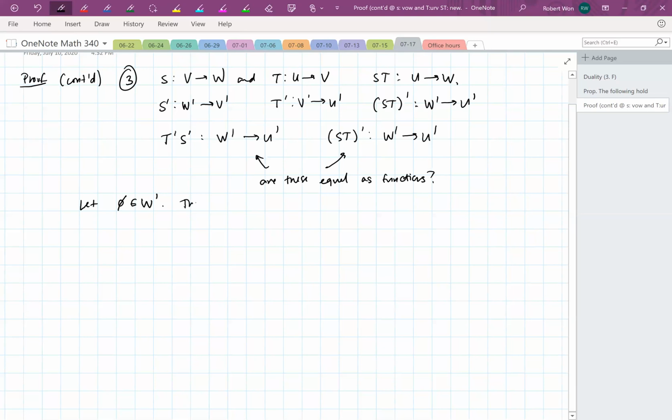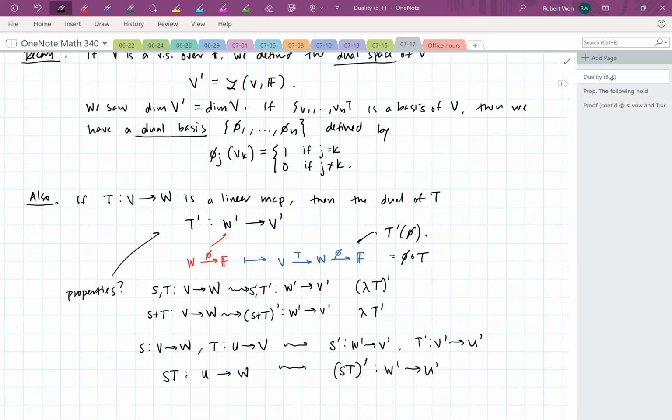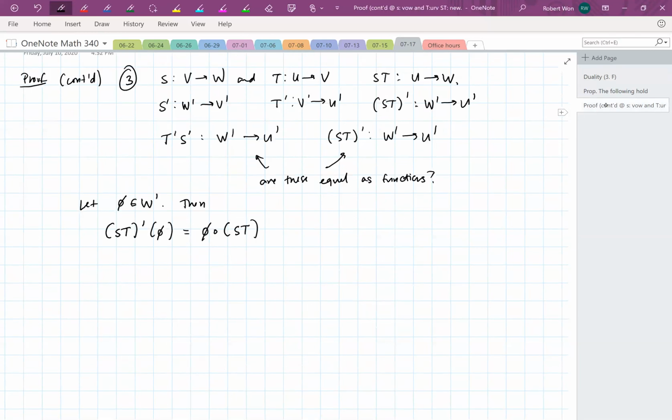Well, if you take ST dual and you plug in phi, the definition of this is that you do phi of the map ST. Again, this is just the definition of what a dual map does to an element phi in W dual. What the dual map does is it just composes. Okay, but function composition, this is phi of S of T, and function composition is associative.